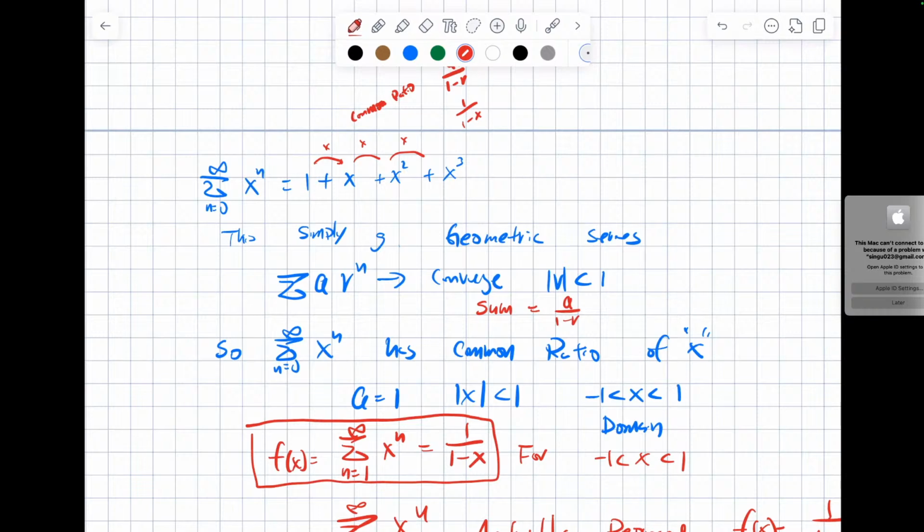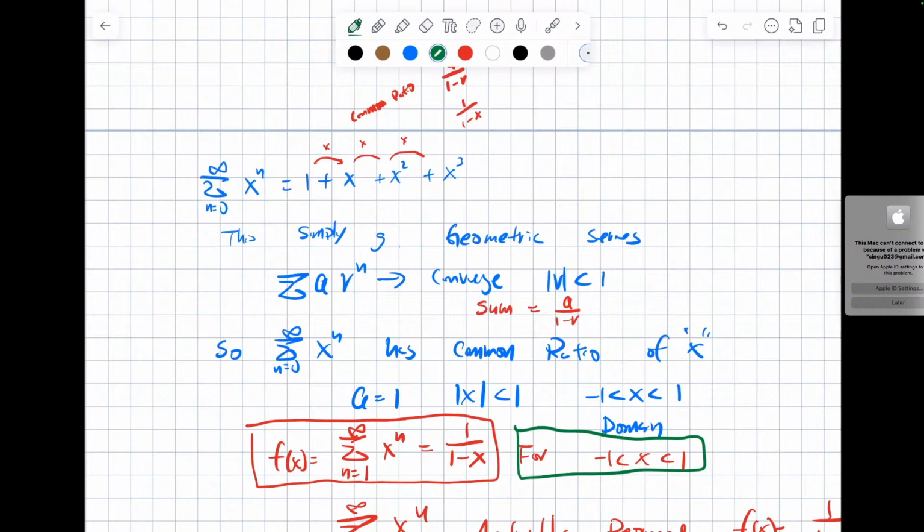Now, I also want to emphasize this statement. The second statement is just as important as the first statement. The first statement is obviously more important, because it says this power series represents 1 over 1 minus x, but only for -1 to 1. Only for -1 to 1.